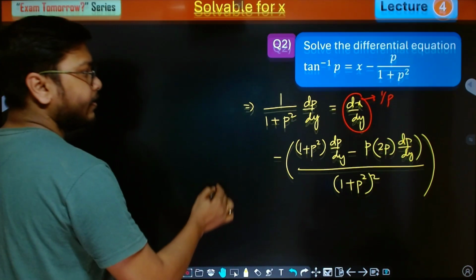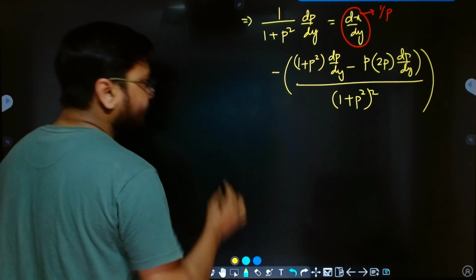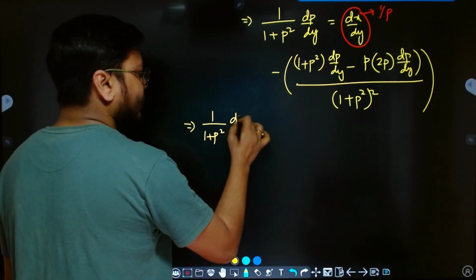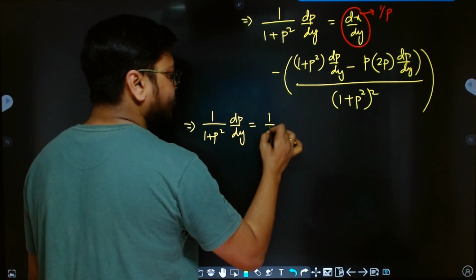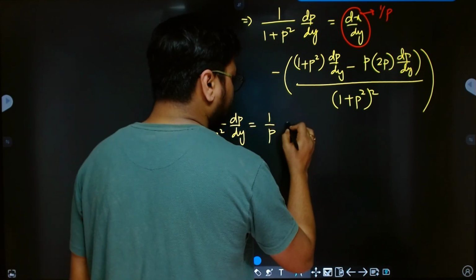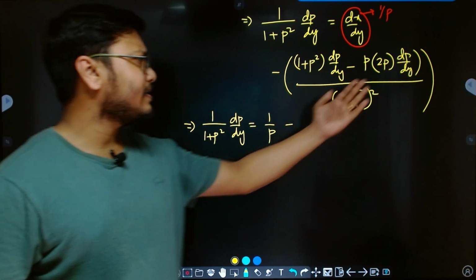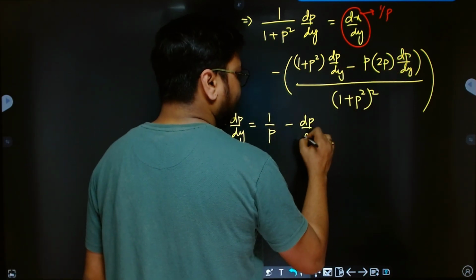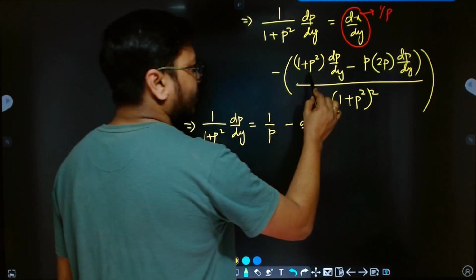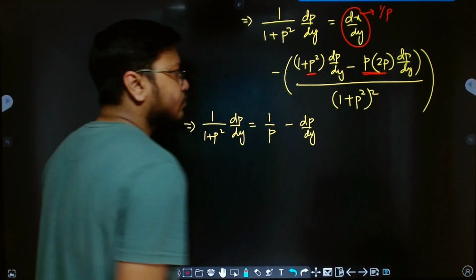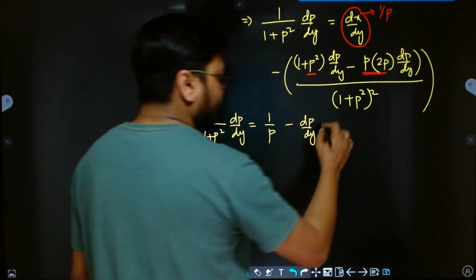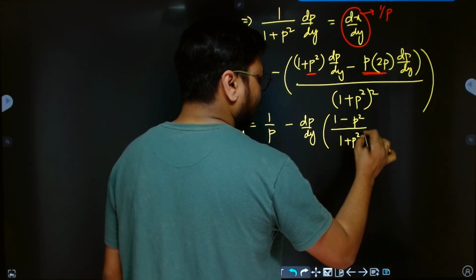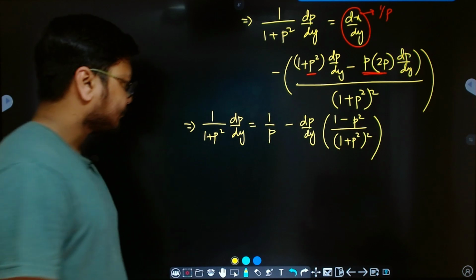So if I substitute that right over there, I will get 1 by 1 plus p square dp dy equals 1 upon p minus, let's take the dp dy fully common. So if I take dp dy common, I can see I have a p square over here and a minus 2p square over here. So that means it would become 1 minus p square by 1 plus p square whole square, right?